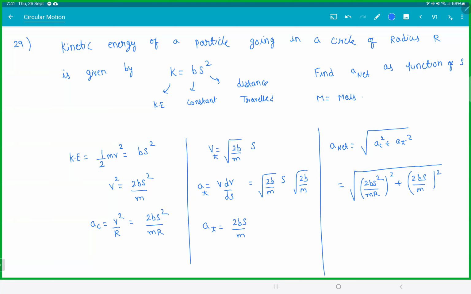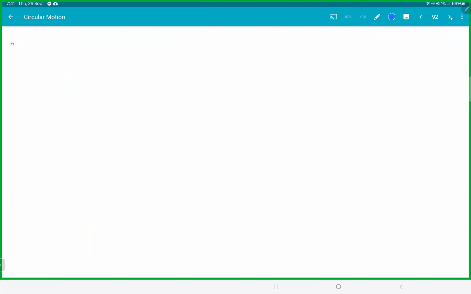Devansh, yes, tell me. Will it be 2bs square in the end? 2b, yeah. dv by ds is only root 2b by m, right? Okay. dv by ds is root 2b by m, so we don't take s there. Next one, everyone. Focus, everyone.